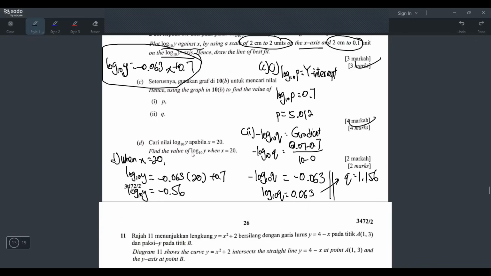Okay, sometimes the question they might ask you to find the y, right? So if they ask you to find y, then you cannot stop here already. You have to tekan shift lock, right? So yeah. Okay, that's the answer. Sudah siap.